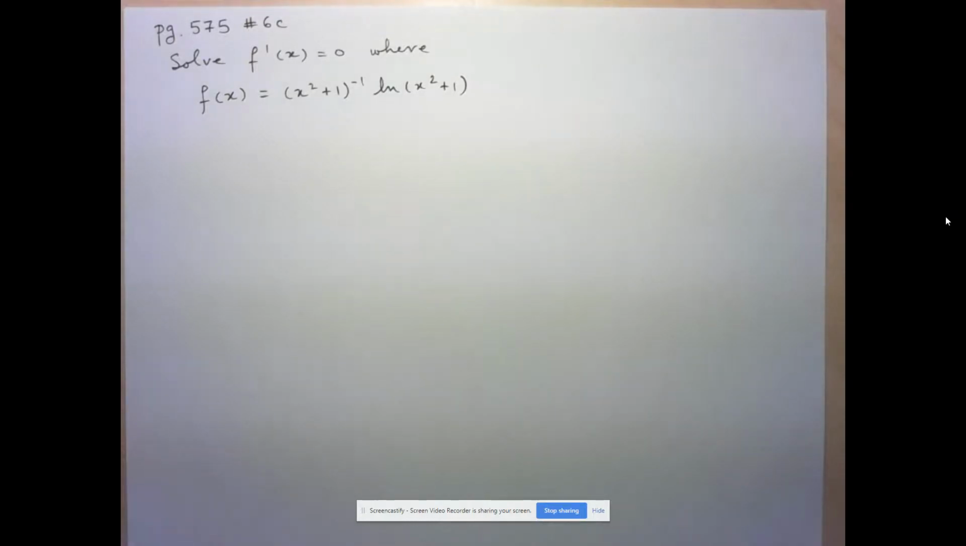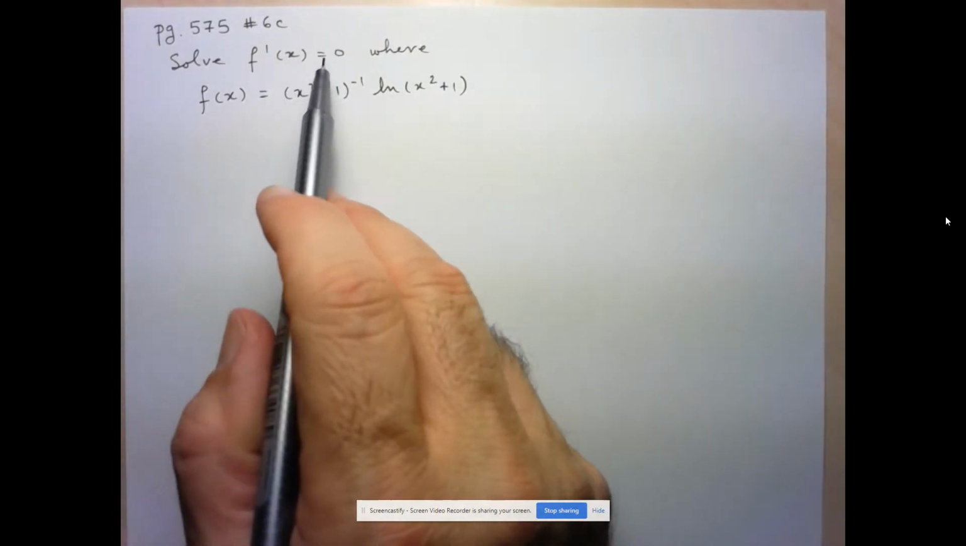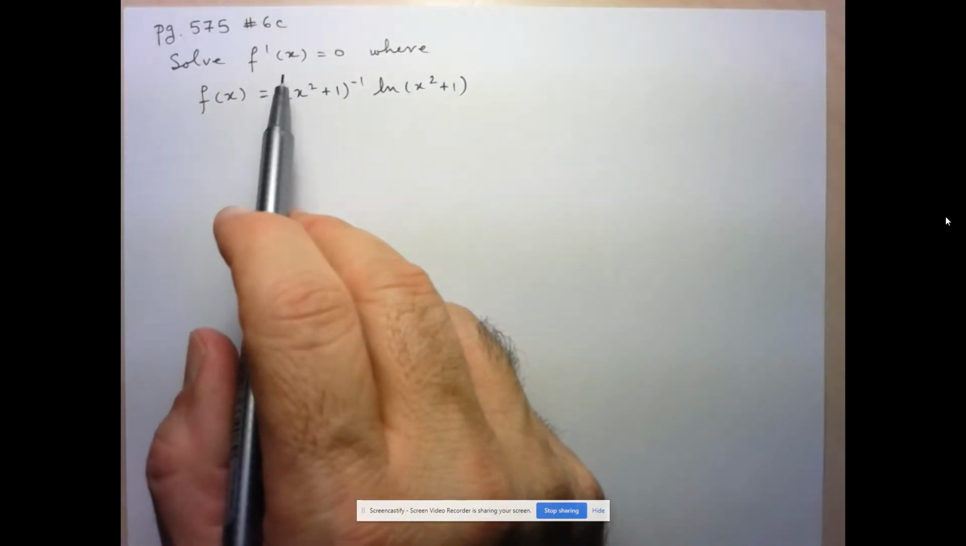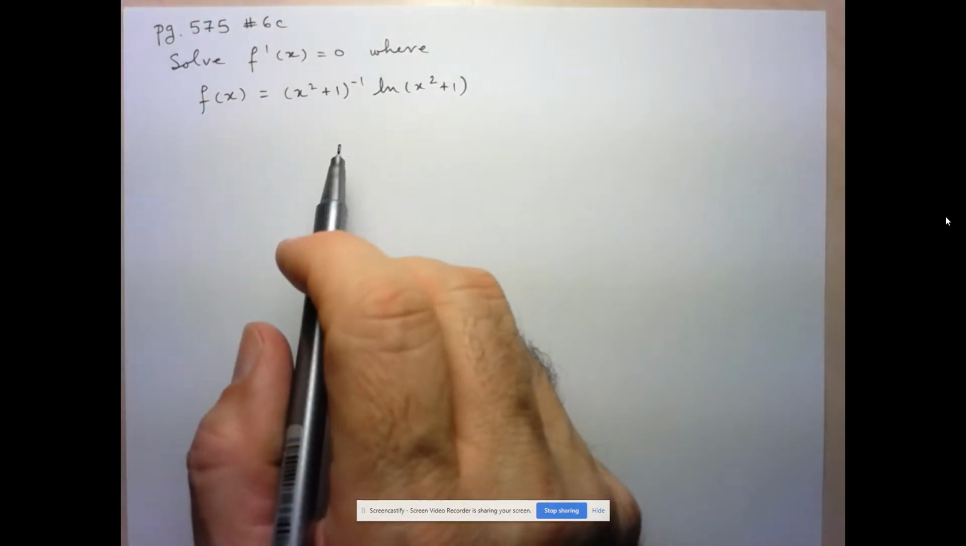Hi folks, we're going to take a look at number 6c on page 575. So here they're asking us to solve the equation f prime at x is equal to 0. So in other words, when the derivative is equal to 0 and with this given function. Okay, so first step is to find the derivative.